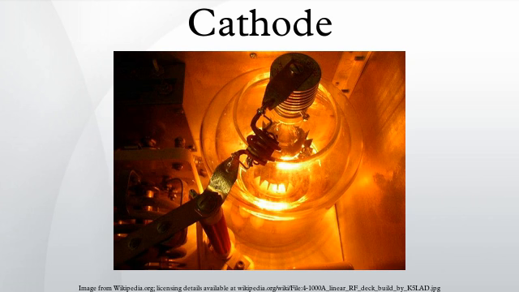In a device which consumes power, the cathode is negative, and in a device which provides power, the cathode is positive. In a discharging battery or a galvanic cell, the cathode is the positive terminal since that is where the current flows out of the device.